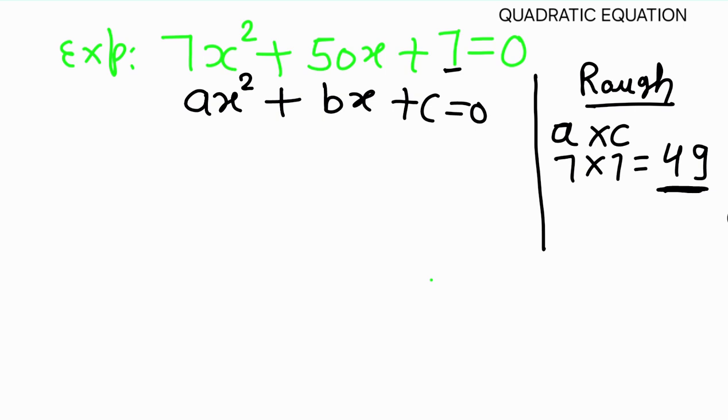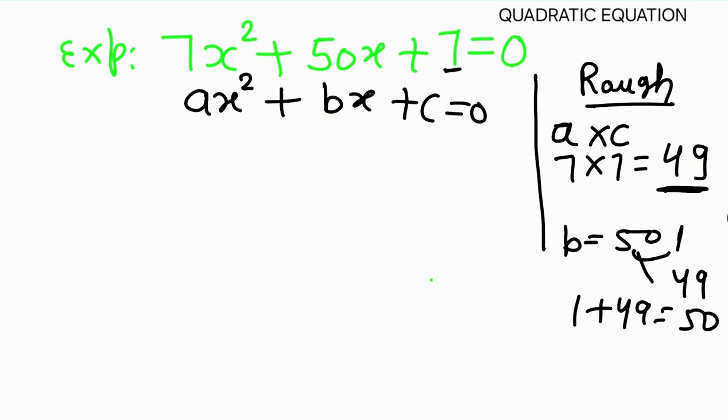Then b. What is the value of b? b is given as 50 in the equation, positive 50. So we have to split this 50 into two parts such that the sum of the two parts will be 50 and the product of the two parts will be 49. Easily we can consider 1 and 49. The sum of 1 and 49 is 50, which is equal to b, and the product of 1 and 49 is 49, which is equal to ac. So this is the simple way to split the middle term, and I'll explain how to make the factors by a trick.